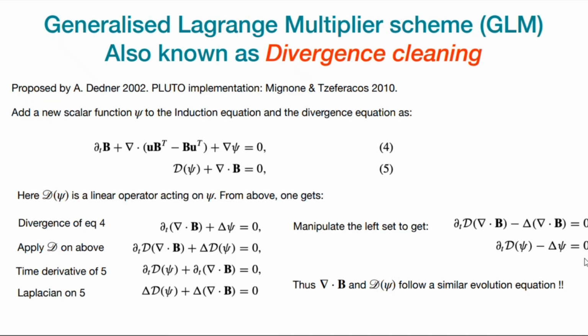You can see, just by looking at the nature of the equations, that the time derivative of divergence B and of psi have the same evolution equation. So the psi field is mimicking the evolution of the divergence of B. So by your choice of the linear operator, you can control the evolution of psi such that its value decreases or diminishes, and you are also setting that for divergence B. That is the power of this.